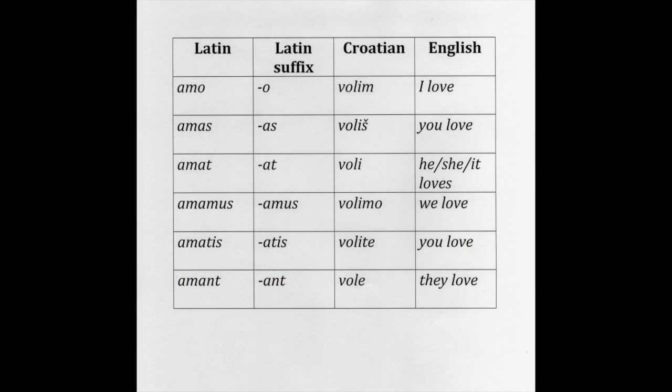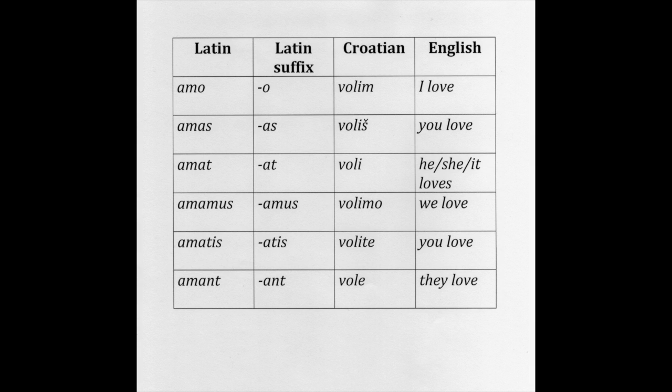Let's look at the present tense of it. It's written out on the left. Amo, amas, amat, amamus, amatis, amant. Those six forms are translated in the column on the right. I love, you love, he, she, it loves, we love, you love, and they love.